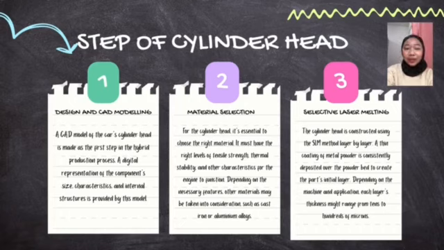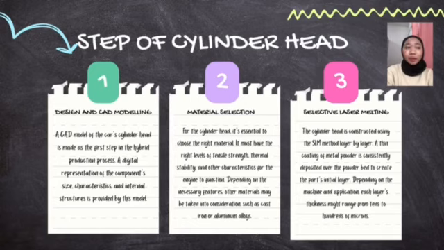The third step is selective laser melting. The cylinder head is constructed using the SLM method layer by layer. A thin coating of metal powder is consistently deposited over the powder bed to create the part's initial layer. Depending on the machine and application, each layer's thickness might range from 10 to 100 microns.